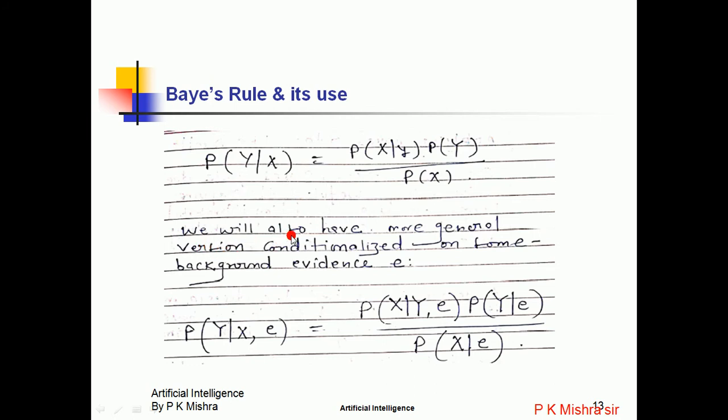We will also have a more general version, conditionalized on some background evidence E. If some evidence is also given, then the generalized form is probability of y given x and evidence equals probability of x given y and evidence times probability of y given evidence upon probability of x given evidence. This is the more general formula of Bayesian rule.